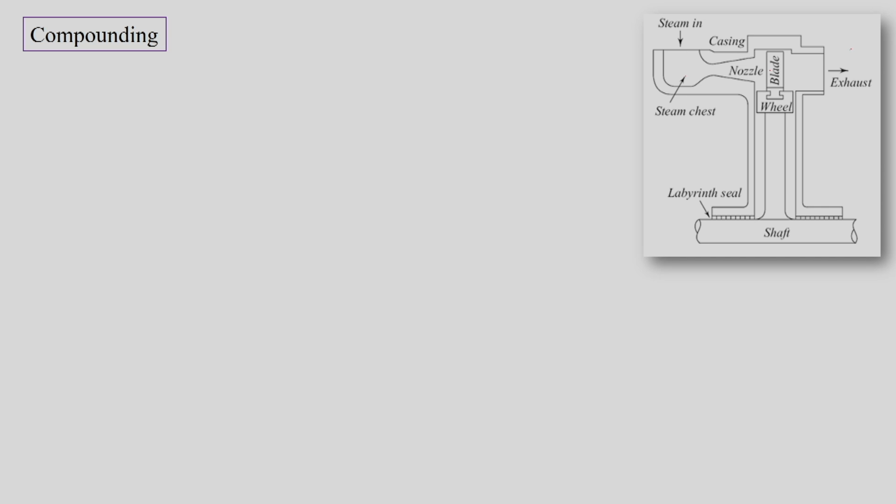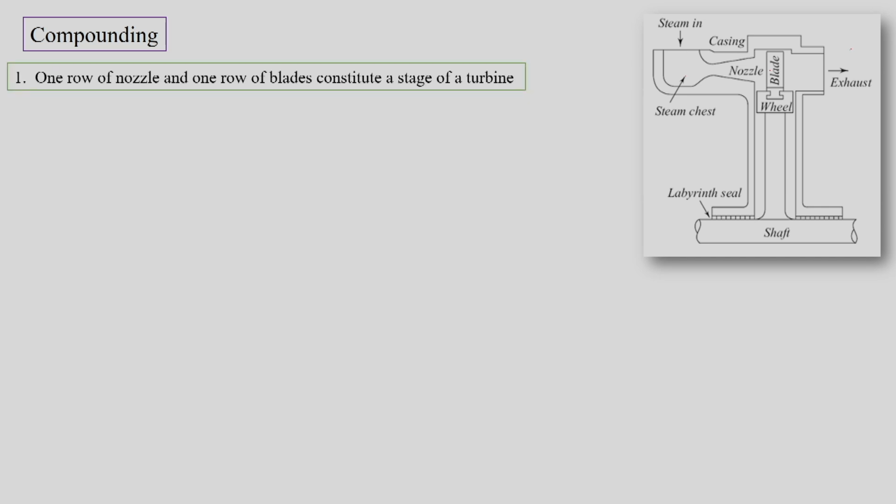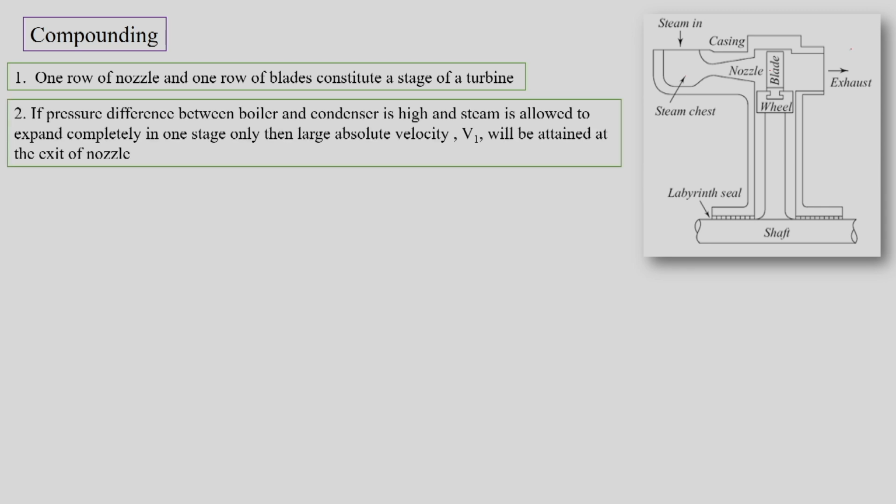However, it is not logical. We will see that if we have only one row of nozzle and only one row of blades, then it constitutes a stage of a turbine as shown in the figure. But if we have the complete pressure drop between the boiler and the condenser taking place in the nozzle, then we will get very large velocity at the exit of the nozzle. So, here we will have very large absolute velocity V1.